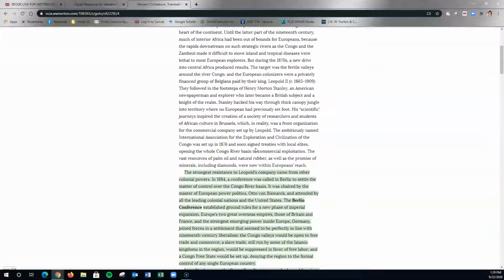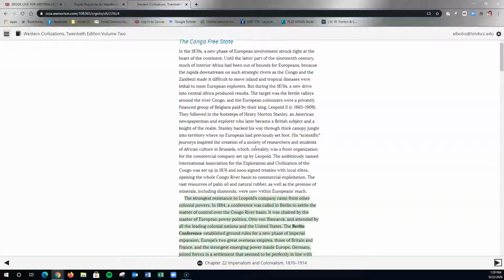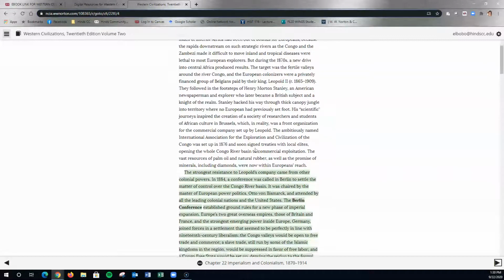The first big venture into Africa under these new rules was made by the Belgians. Belgium is a tiny little country on the border between France and the Netherlands, but yet it's going to carve out a major empire in Africa that it then will rule over very harshly. The Congo Free State was run by a company run by the Belgian king, and it abused the Africans. It was a horrible situation.